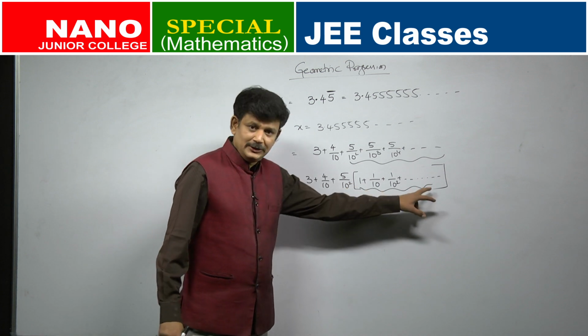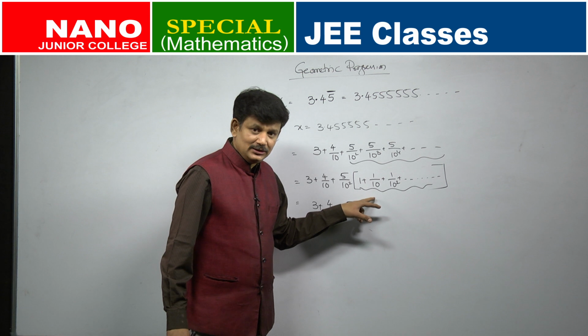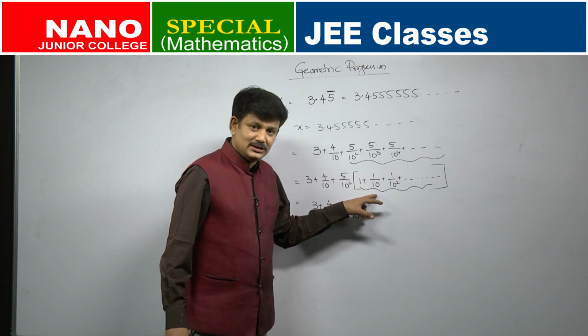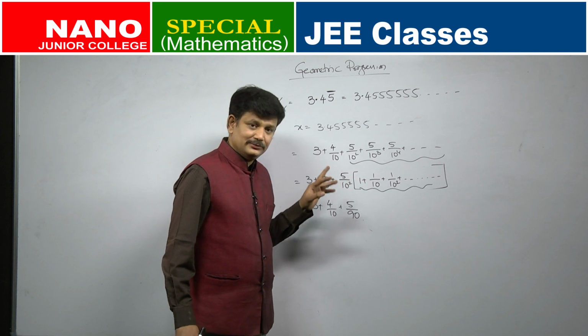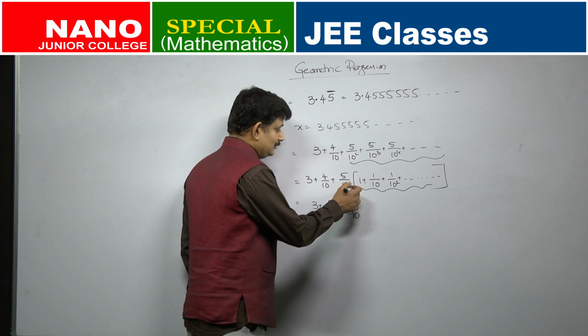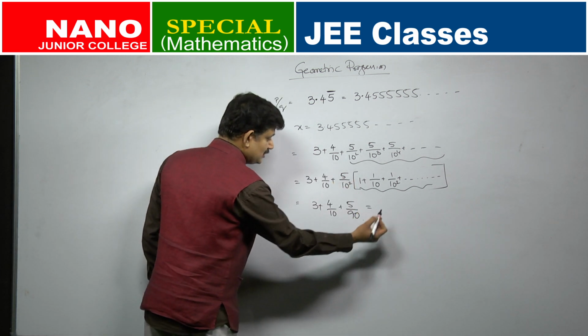This is an infinite GP whose first term is 1 and common ratio is 1 by 10. So, how much will this be? a by 1 minus r, 1 by 1 minus 1 by 10, which is 10 by 9. This number I can replace by 10 by 9. So, the 10 gets cancelled, you have 5 by 90. So, how much will this summation be?